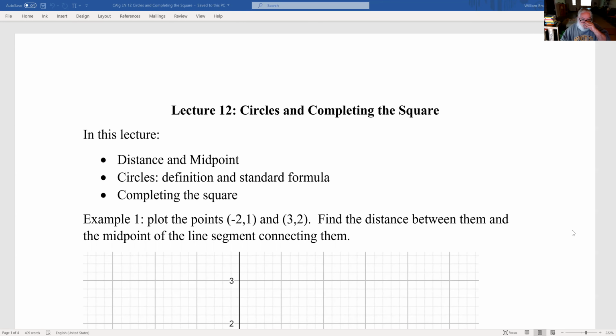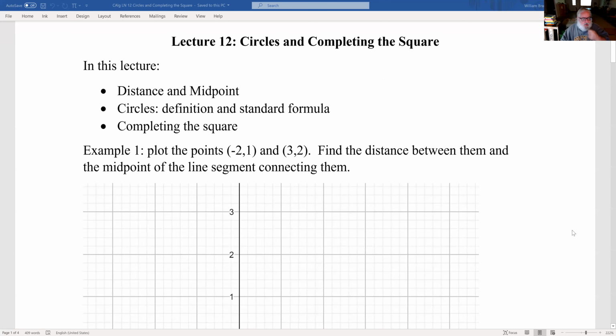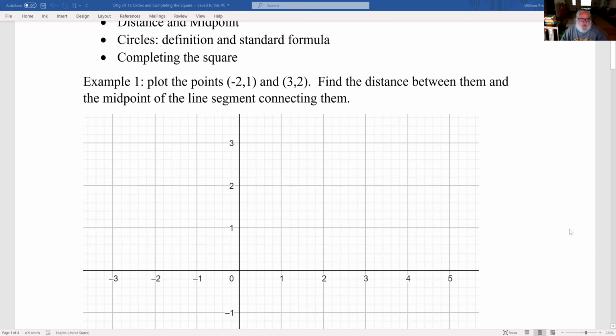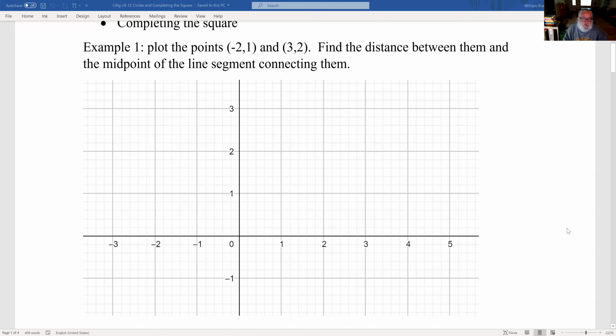Okay, circles and completing the squares. So we'll talk about distance and midpoint. We'll talk about circles, the definition of the standard formula, and completing the squares. So we can know how to plot points. So -2, 1 is here.